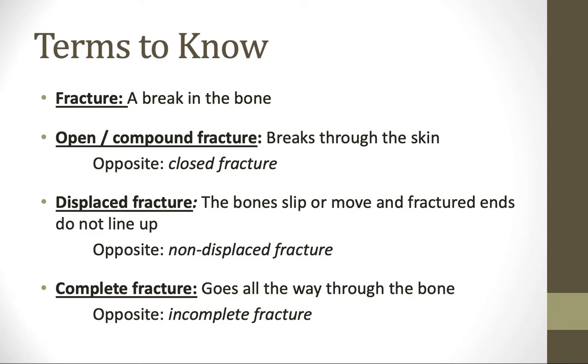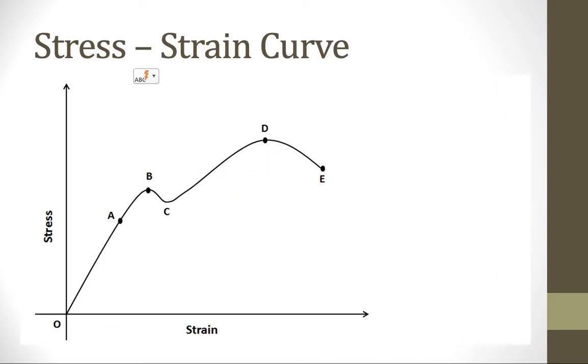Finally, a complete fracture goes all the way through the bone. An incomplete fracture does not go all the way through the bone. When we look at what it takes to break a bone, we're going to talk about a stress-strain curve only at a very basic level. On the y-axis, you can see stress. This is the force that is placed on a material, in this case, the bone. On the x-axis, you can see strain.